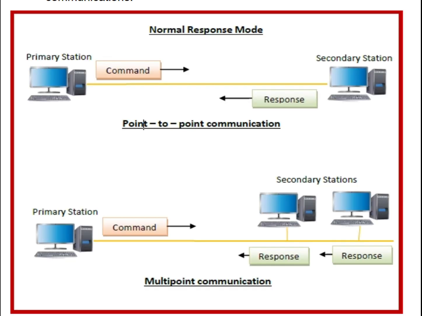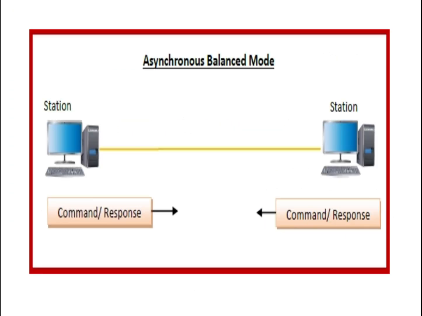Normal response mode is point-to-point communication where the command and response are exchanged: the primary station sends the commands to the secondary station, and the secondary gives the response. There are two types of response mode, including multiple point communications. In asynchronous balanced mode, both sides send, and you have the balancing for both sides.